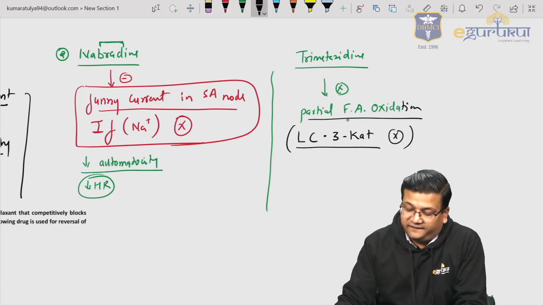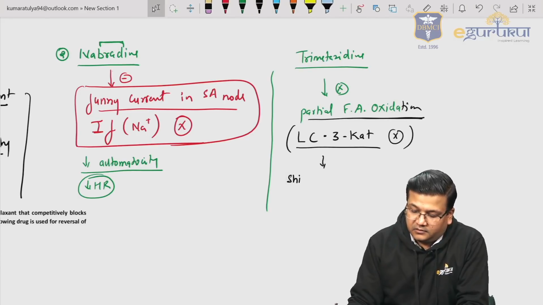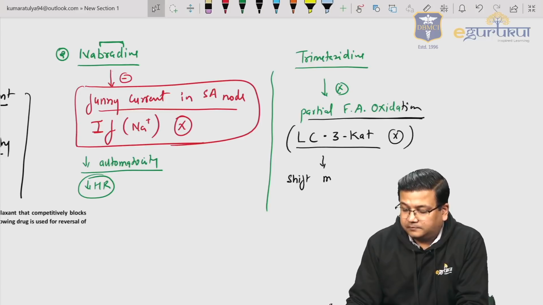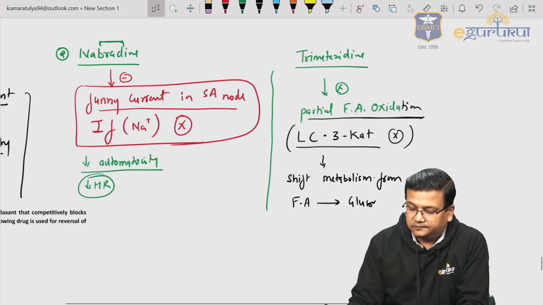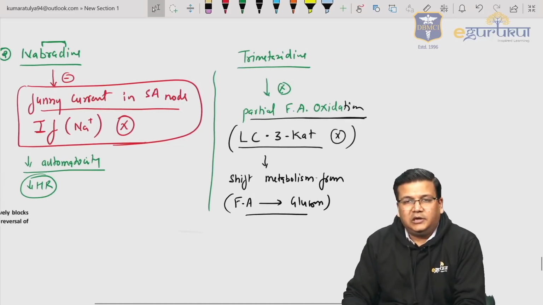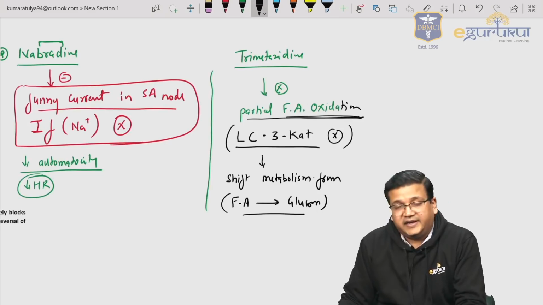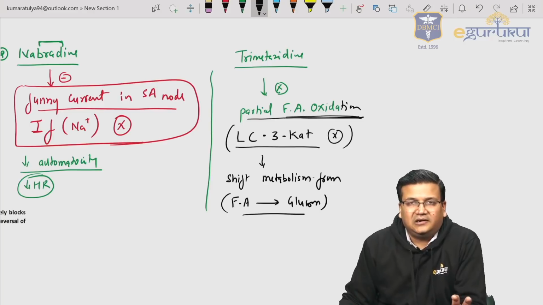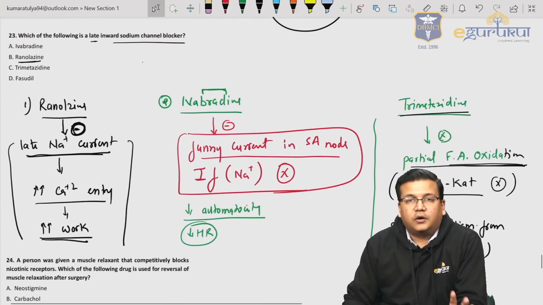When this enzyme is inhibited, fatty acid oxidation is inhibited, and it will shift metabolism from fatty acid to glucose. So heart cell normally utilizes fatty acid. If we inhibit fatty acid oxidation, heart cell cannot utilize fatty acid, so it has to utilize glucose, and glucose needs less oxygen to burn. So oxygen requirement of the heart cell decreases by trimetazidine. So these are three drugs used for maintenance, not for acute but maintenance therapy of angina.